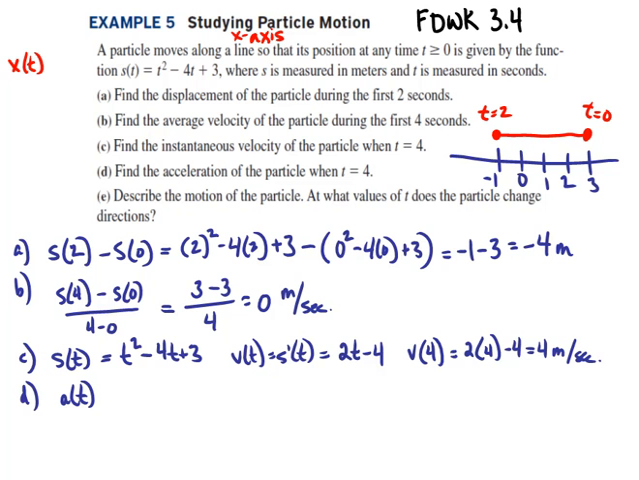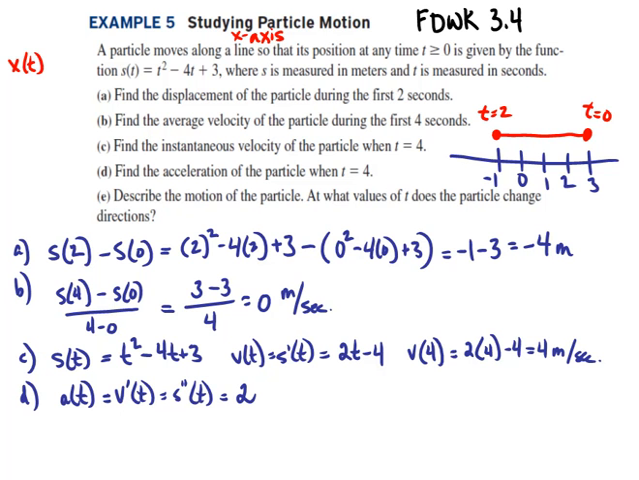To find the acceleration of the particle when t equals 4, well, the acceleration of the particle is the derivative of velocity, or the second derivative of position. And that's going to turn out to just be 2. Since the velocity was 2t minus 4, the derivative of that will just be 2. And that tells us that the acceleration is constant. It will be 2 at every point in time.